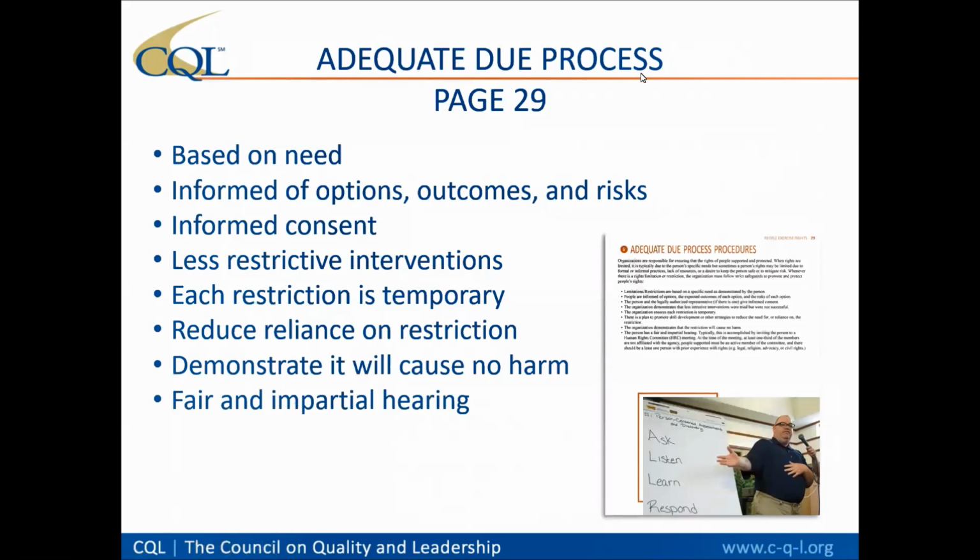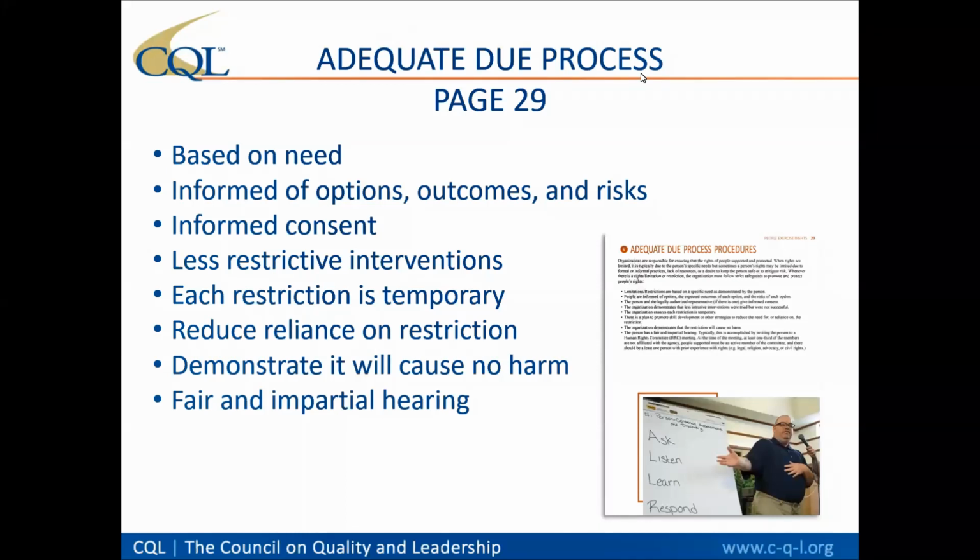The person also has to be informed of any options that they may have, and then the outcomes and risks of that restriction. The person also should give informed consent, which means they have to know the options and the risks. Less restrictive interventions, again, have been tried. Sometimes we see agencies miss that restrictions are only temporary, and there should be a plan in place to restore the right, and that restriction should be eventually eliminated, which also reduces the reliance on the restriction. Agencies should also, to ensure adequate due process, demonstrate that the restriction will cause no harm and that the person has had a fair and impartial hearing.